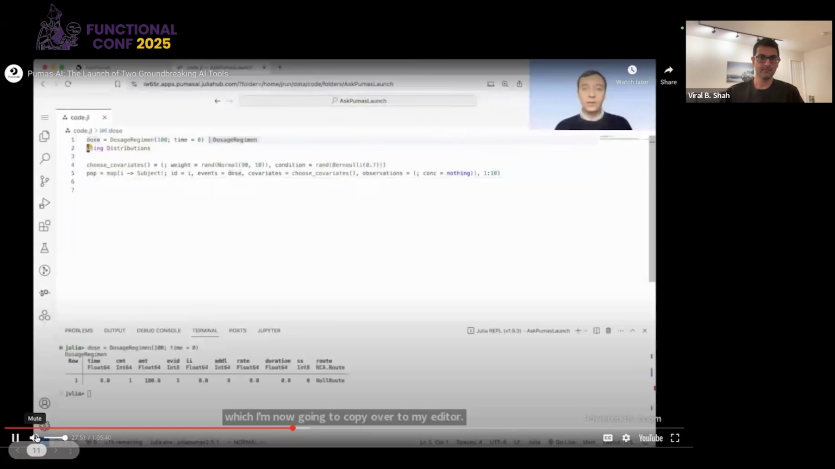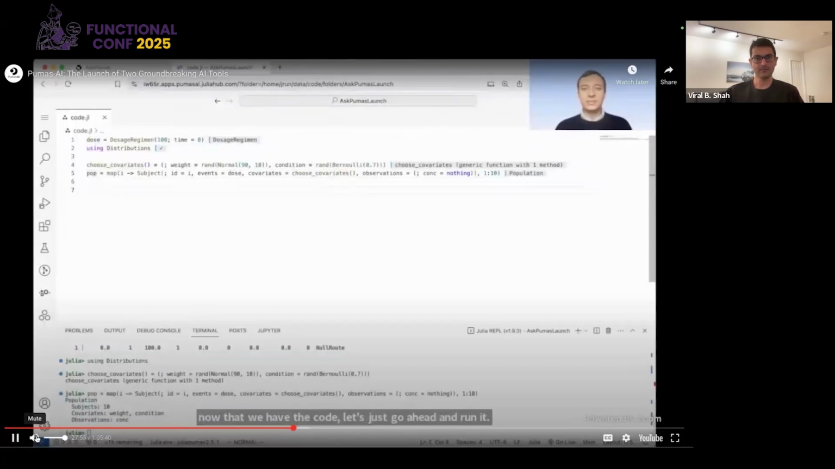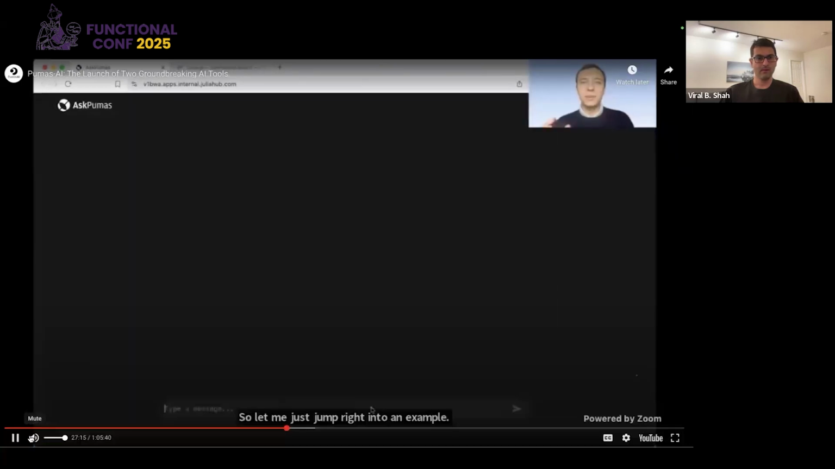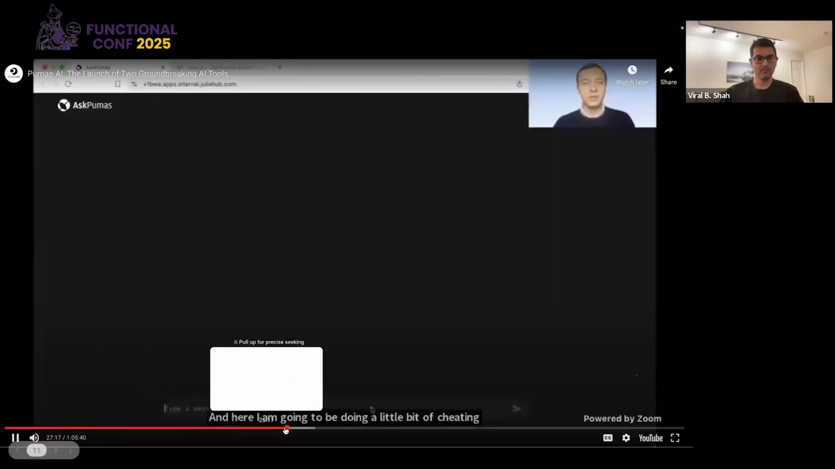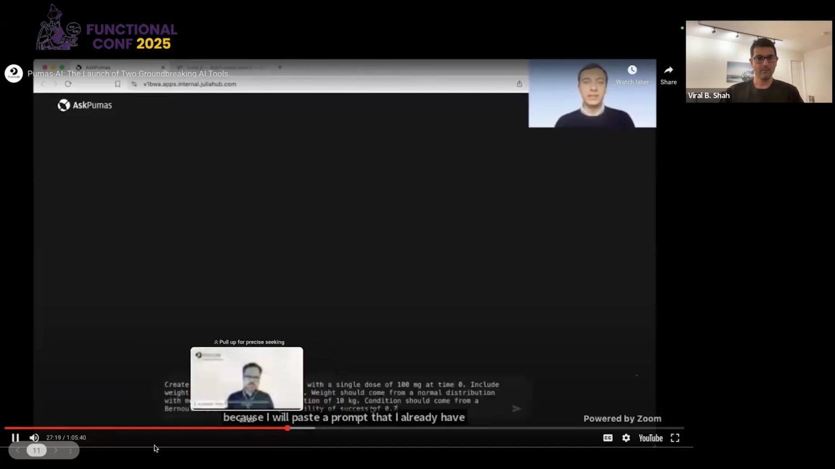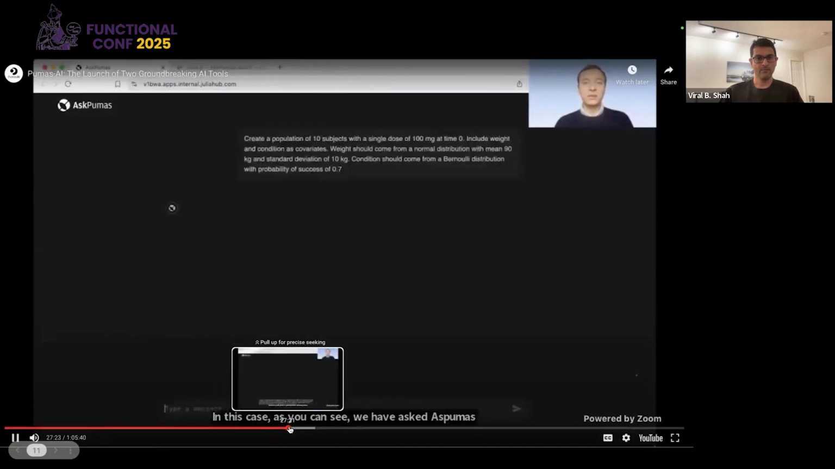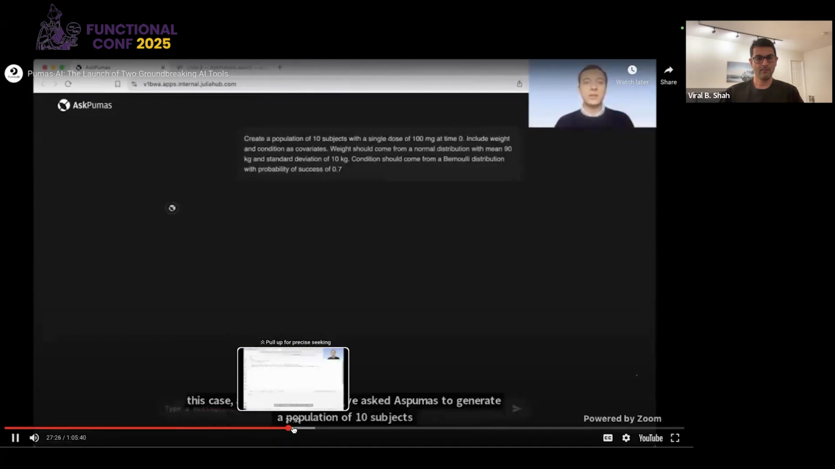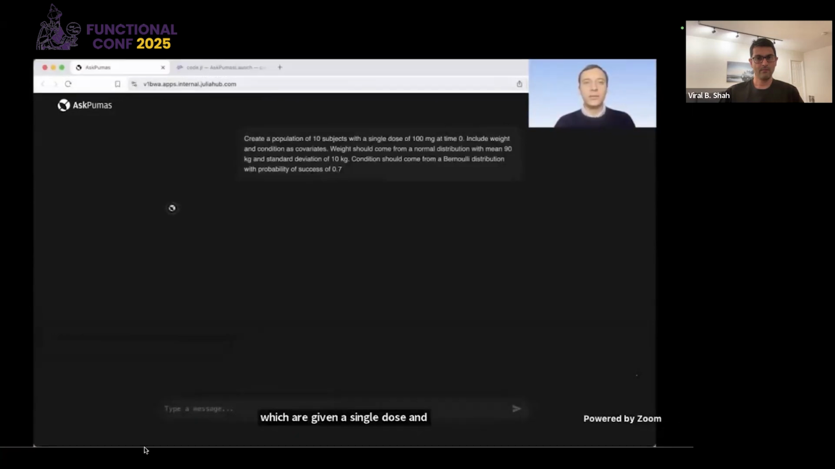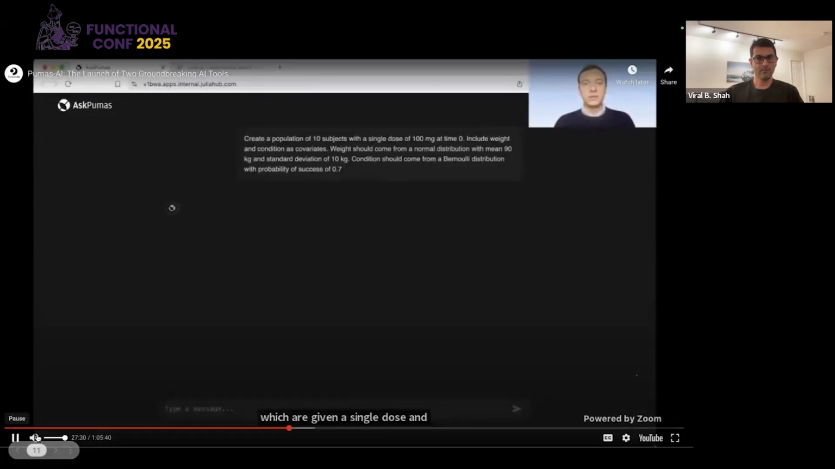Now that we have the code, let's just go ahead and run it. And as you can see, we get the 10 subject population with the covariates that we requested. In this case, we asked Pumas to generate a population of 10 subjects, which are given a single dose and have some covariates that come from very specific distributions.